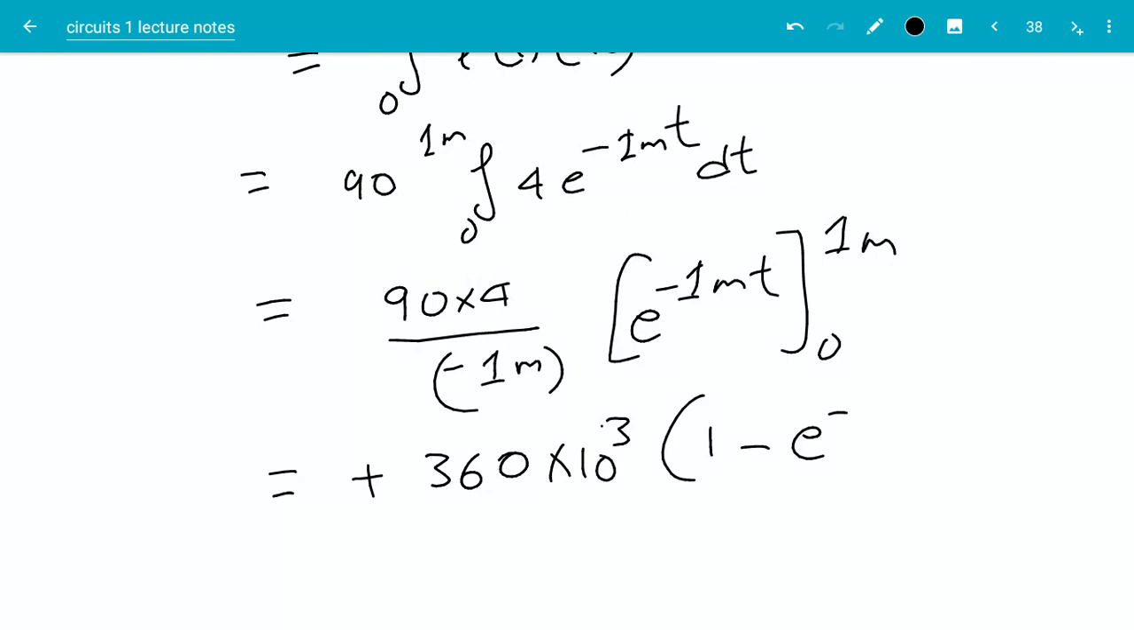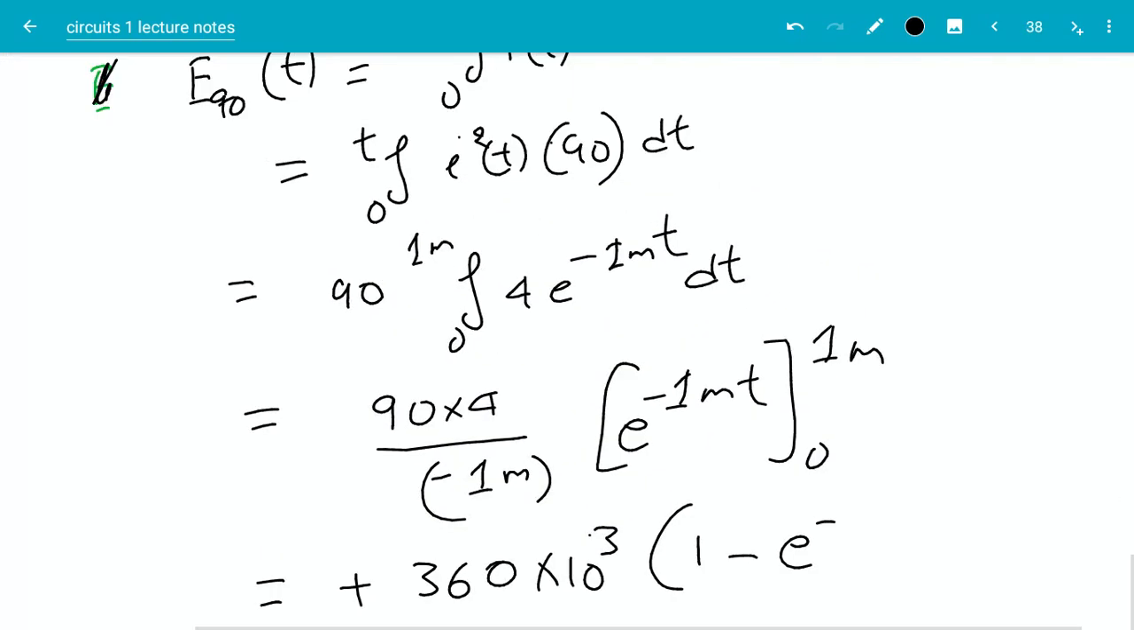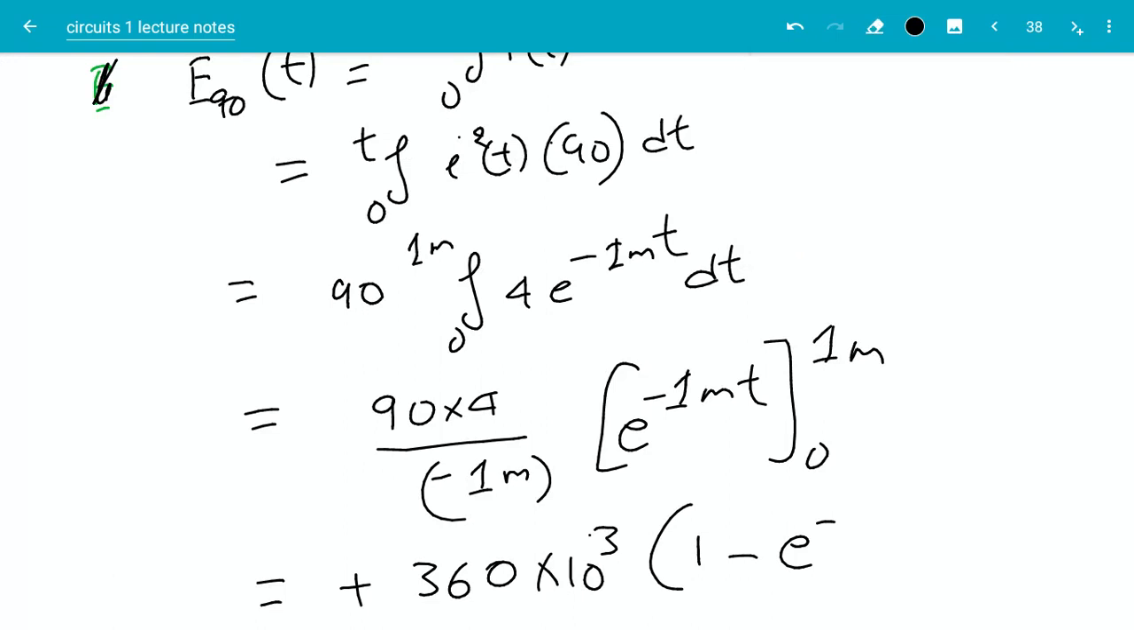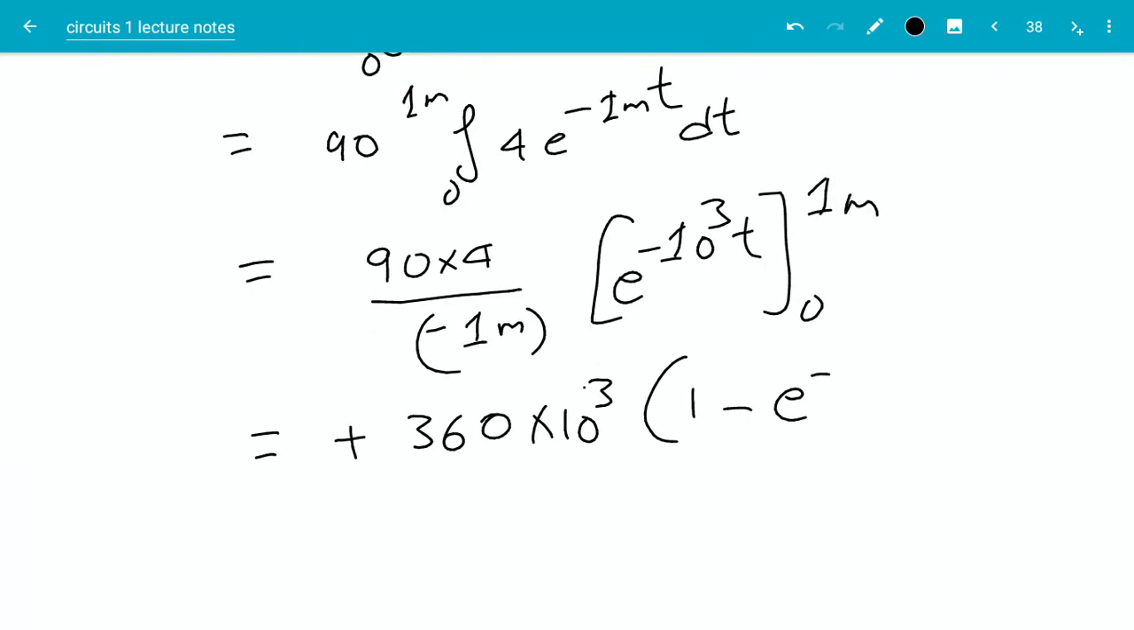this is 1000. Oh, okay, this should not be minus 1, this should be minus 10 to the power 3. So if you substitute 1 millisecond for time, this should be equal to e to the power minus 1, right? So that's the energy, in joules. This should have been 1000 here.